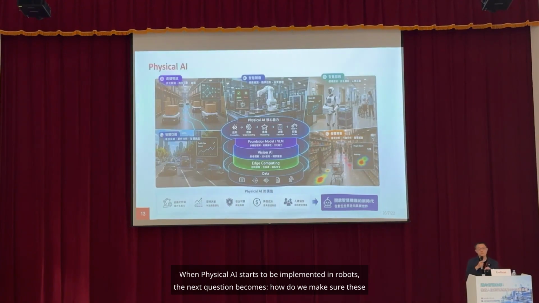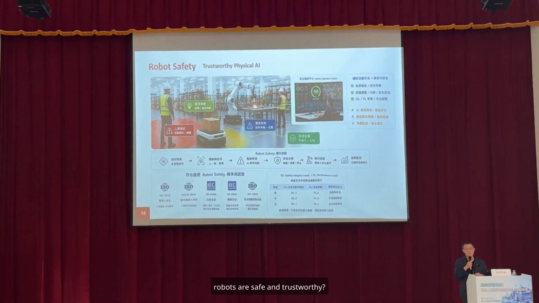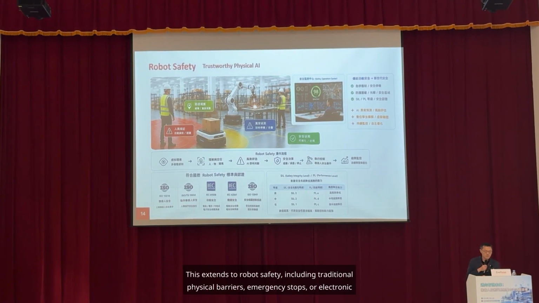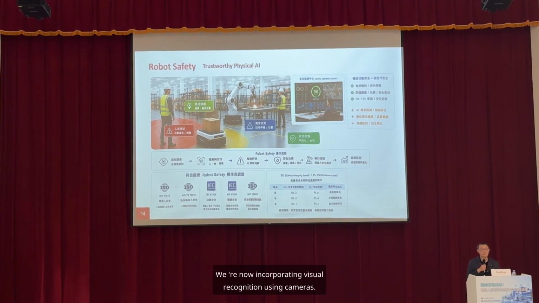When physical AI starts to be implemented in robots, the next question becomes, how do we make sure these robots are safe and trustworthy? How do we ensure that the actions performed by these robots won't make people feel afraid? This extends to robot safety, including traditional physical barriers, emergency stops, or electronic fences. We're now incorporating visual recognition using cameras.